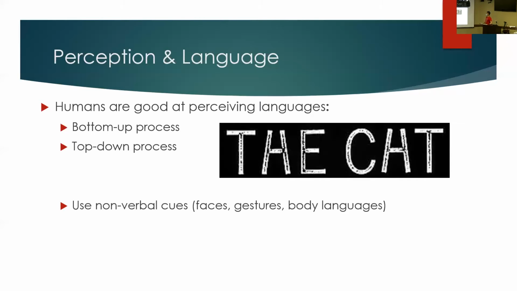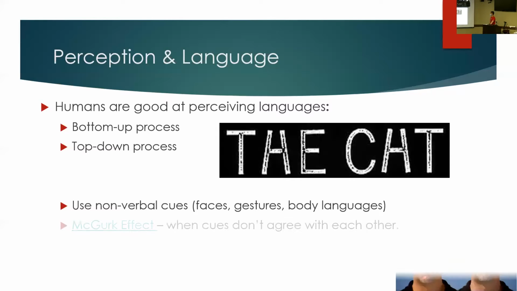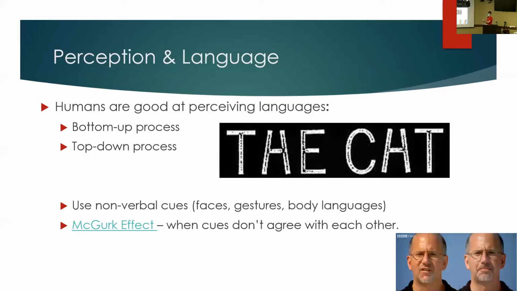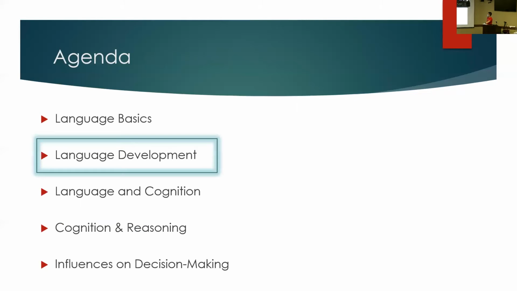Okay. We also use nonverbal cues such as faces, gestures, and body language to help us perceive language. Right? And do you remember this? Yeah. McGurk effect? Okay. That's when the cues don't agree with each other, so we'll be confused about what other people are trying to communicate. Okay. Very good. Next, we are going to talk about language development.